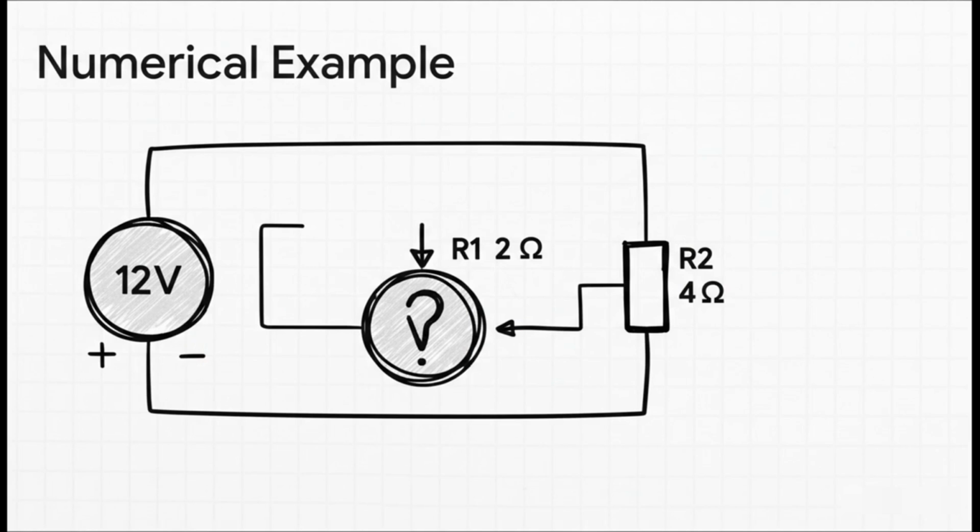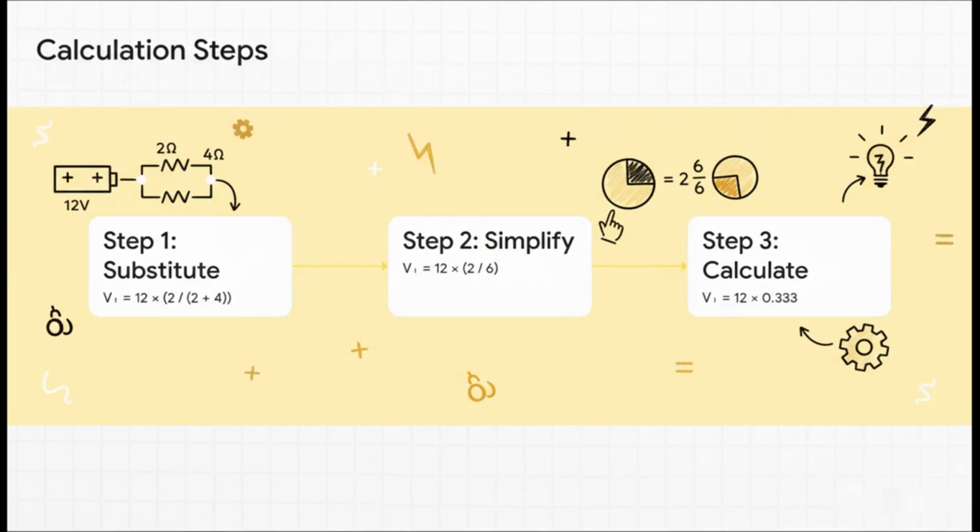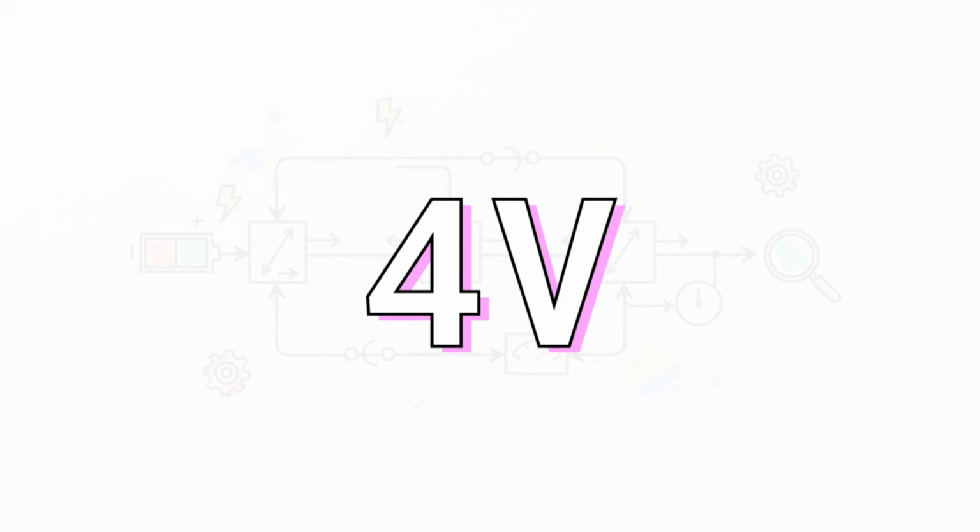Let's work through a quick example. We've got a 12-volt supply hooked up to two resistors in series. R1 is 2 ohms and R2 is 4 ohms. Our mission is simple. Find the voltage drop across R1. So, following the formula, we just plug in the numbers. That gives us 12 volts multiplied by the ratio of 2 ohms over the total of 2 plus 4 ohms. We simplify that denominator and we get 12 times 2 over 6. And 2 over 6, that's just 1/3, or about 0.333. And that quick calculation gives us our answer. The voltage drop across R1 is exactly 4 volts. See? Super quick, super clean, and we never had to calculate the circuit's total current.